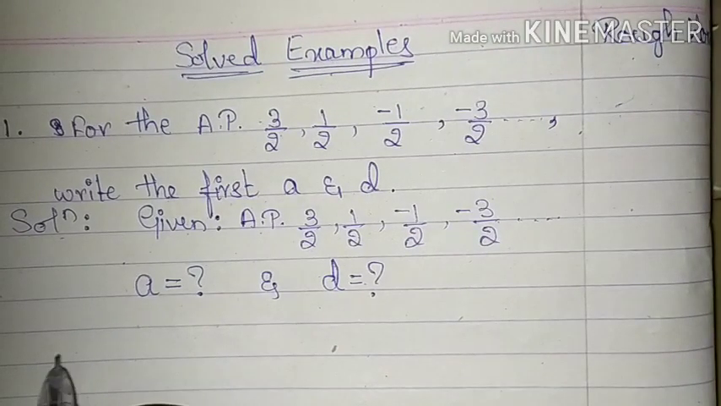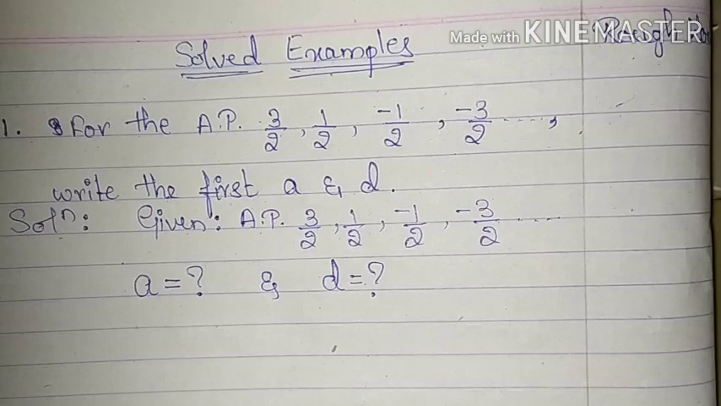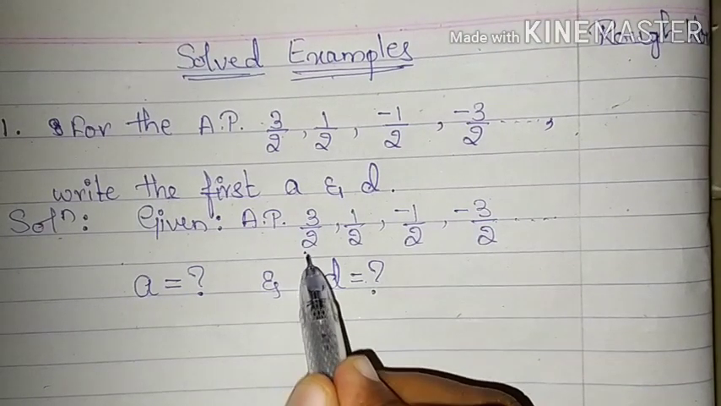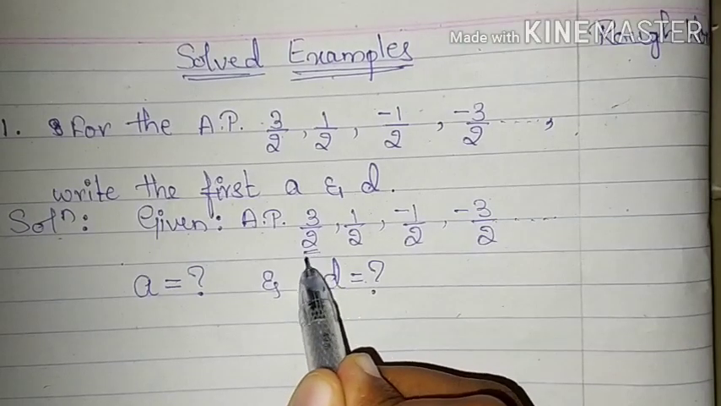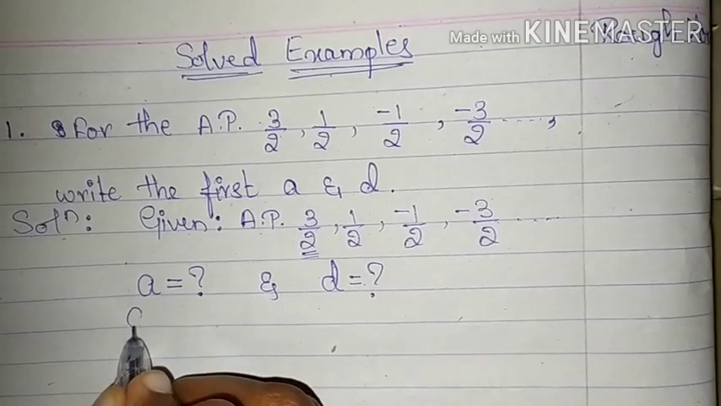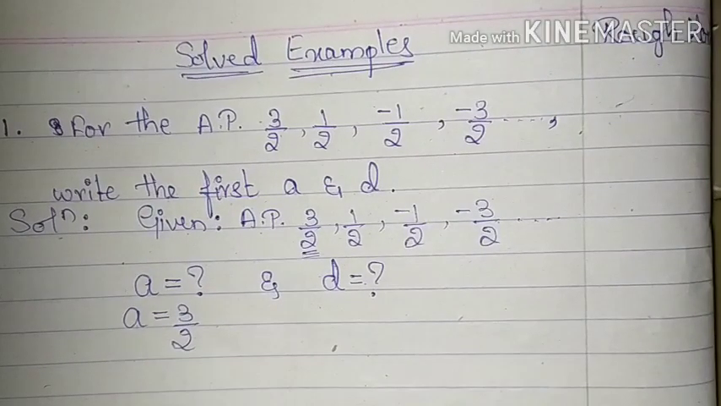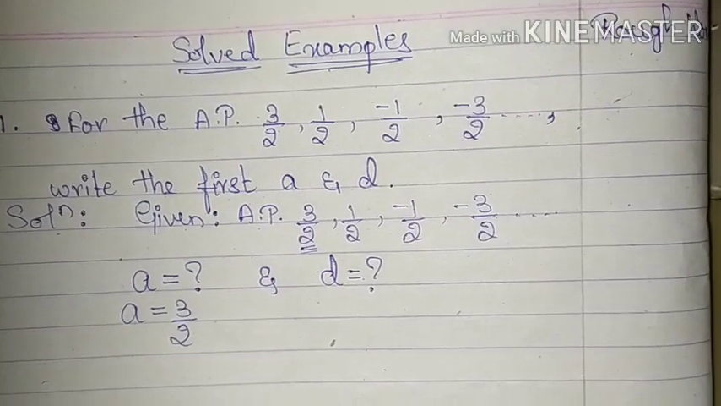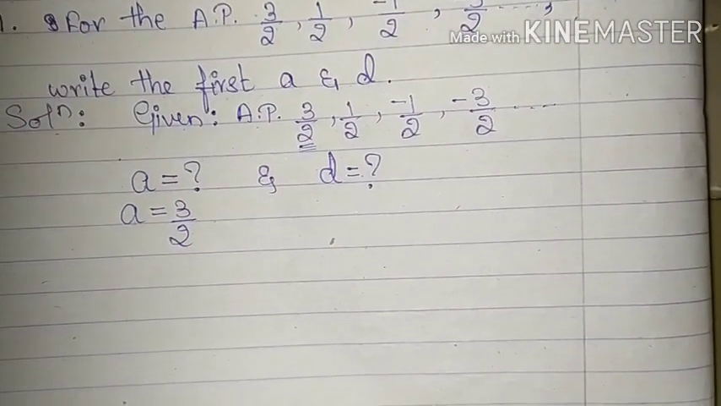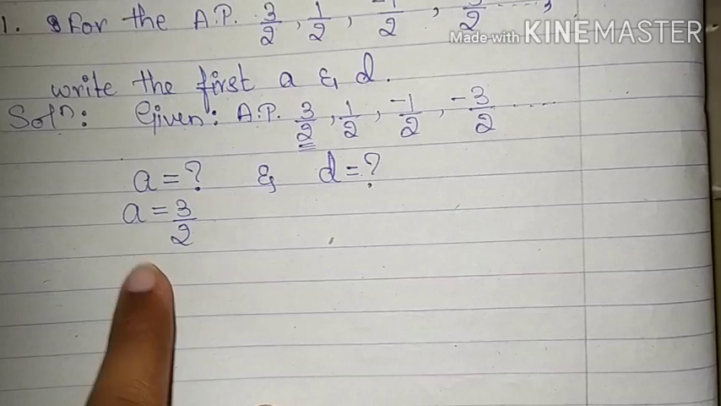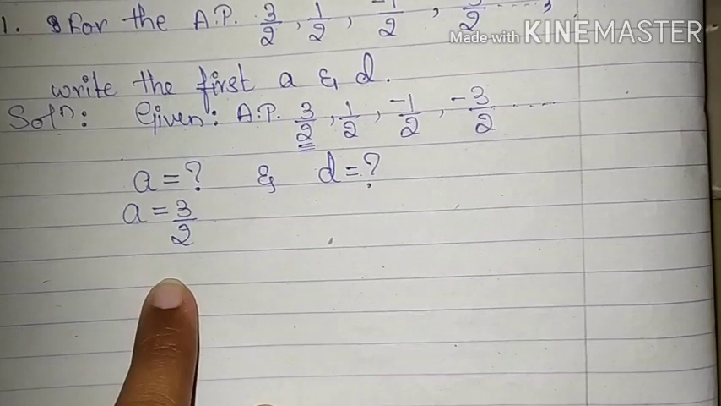Now we know A is always the first term. So from the given AP we can easily say that A is equal to 3/2. So let us write it down. A is equal to 3/2. Now to find d, we have the formula, right? d is equal to a_(k+1) minus a_k. So I have my A1 here, that is A is equal to 3/2.